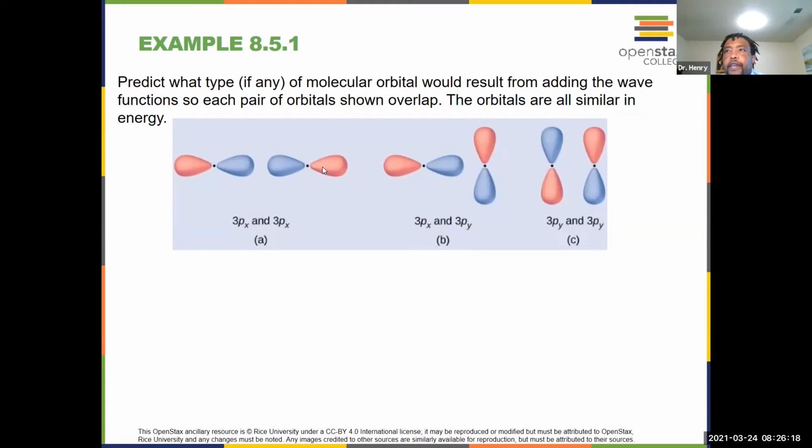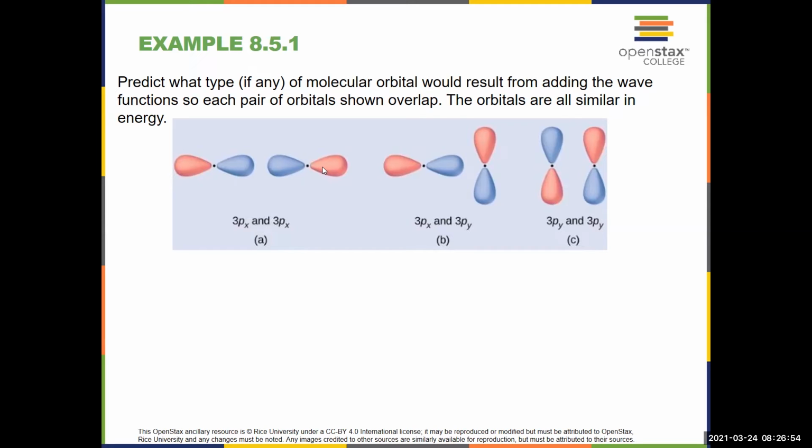Predict the type, if any, of molecular orbital that would result from adding the wave functions so that each pair of orbitals shows overlap. The orbitals are all similar in energy. Okay, so the first one, A. What's going to happen in that situation? Is that in phase or out of phase? Is that going to be a bond forming, or an anti-bond? Is it going to be a sigma bond, or a pi bond?